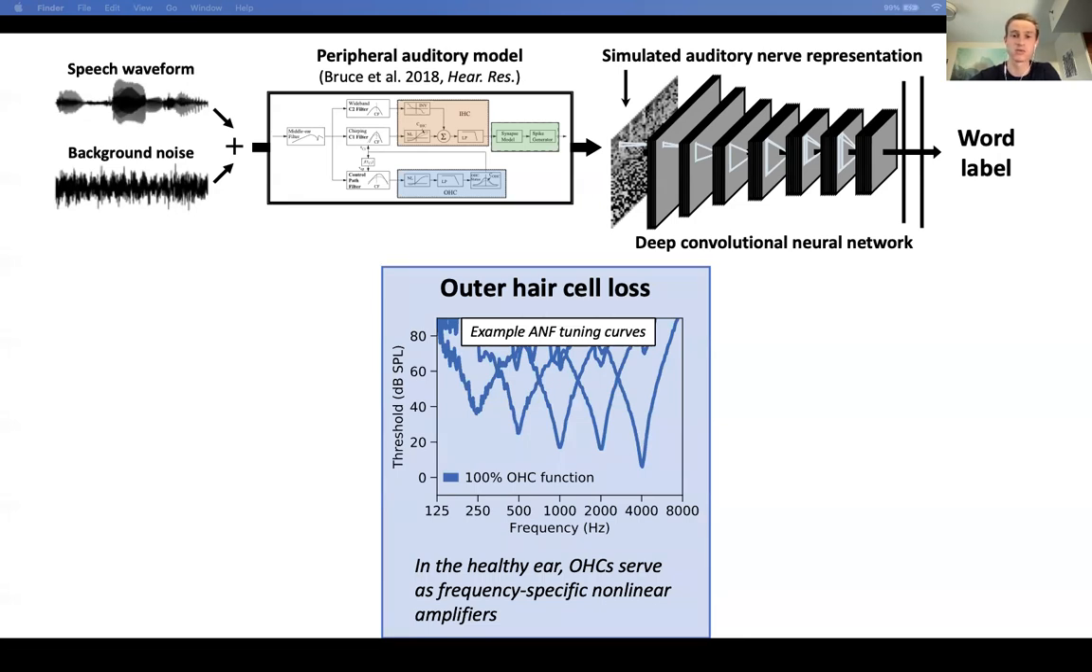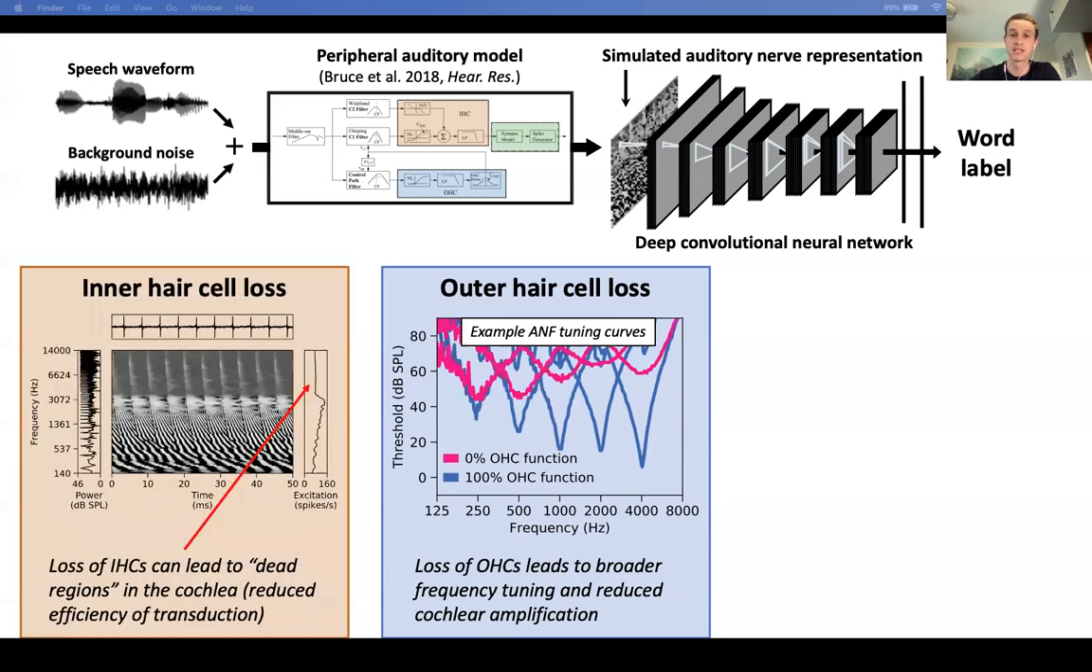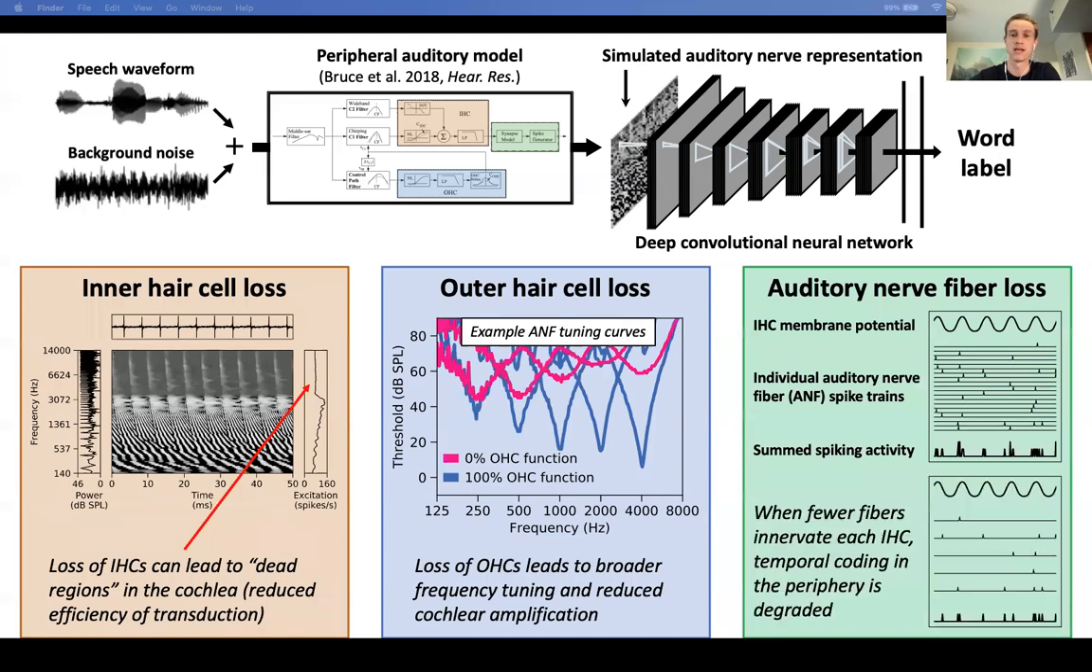Our use of a detailed peripheral auditory model allows us to plausibly simulate hearing loss in our network's ears. For instance, we can simulate loss of outer hair cells, which results in broader frequency tuning and reduced responses to quiet sounds in the periphery. Similarly, we can simulate loss of inner hair cells and auditory nerve fibers, and then investigate the effects of these changes on the speech recognition behavior of our deep neural network.